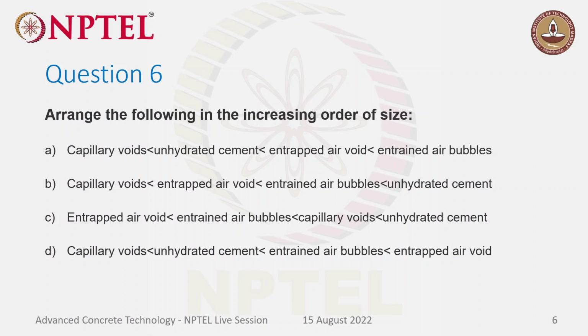Let's move to question 6. You have to arrange the following in increasing order of size. There are totally 4 entries here: capillary voids, unhydrated cement, entrapped air void, and then entrained air bubbles. You have to arrange them in the increasing order of size.